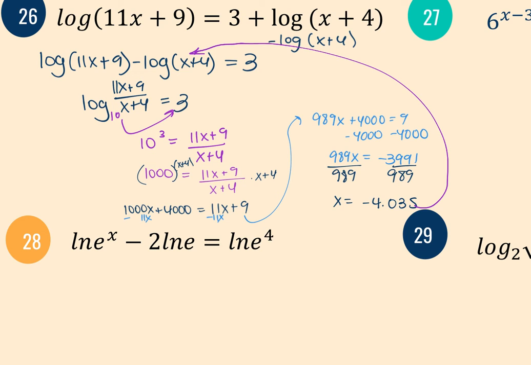You can't use it. Because -4.035 is going to add to the 4. It's going to leave you with a negative, right? So you rule it out. This would have been on the calculator portion, if you do have numbers like that.